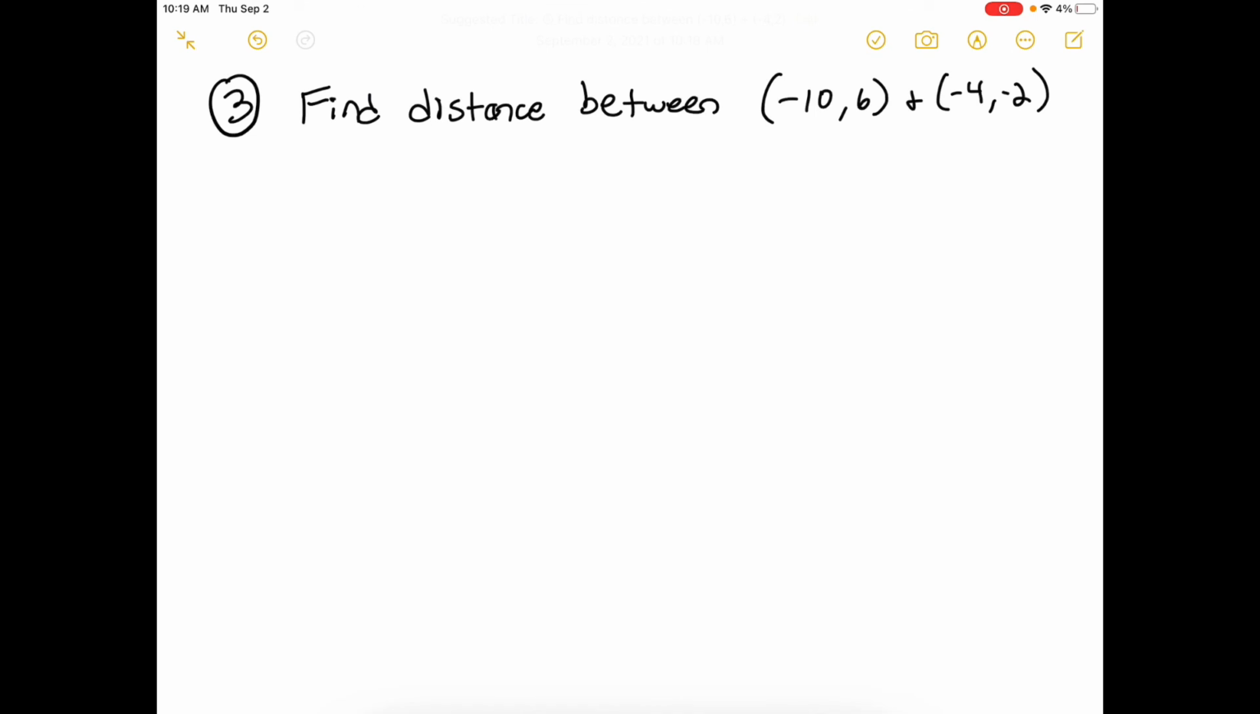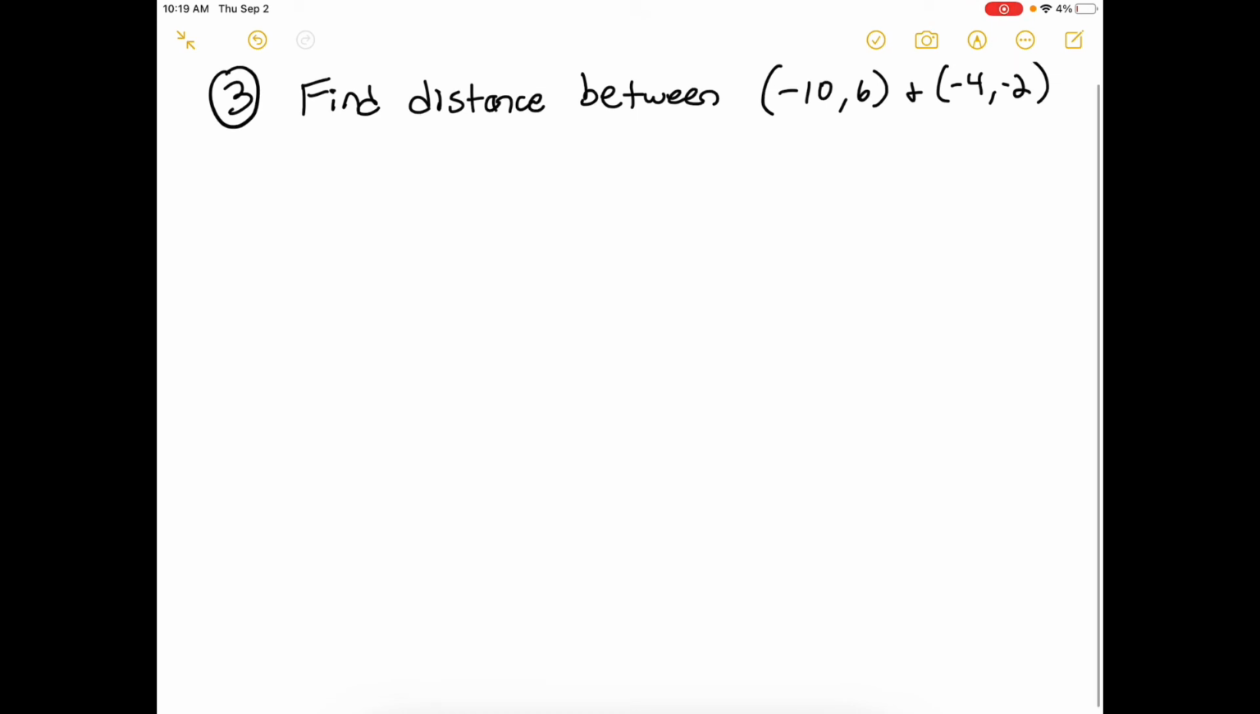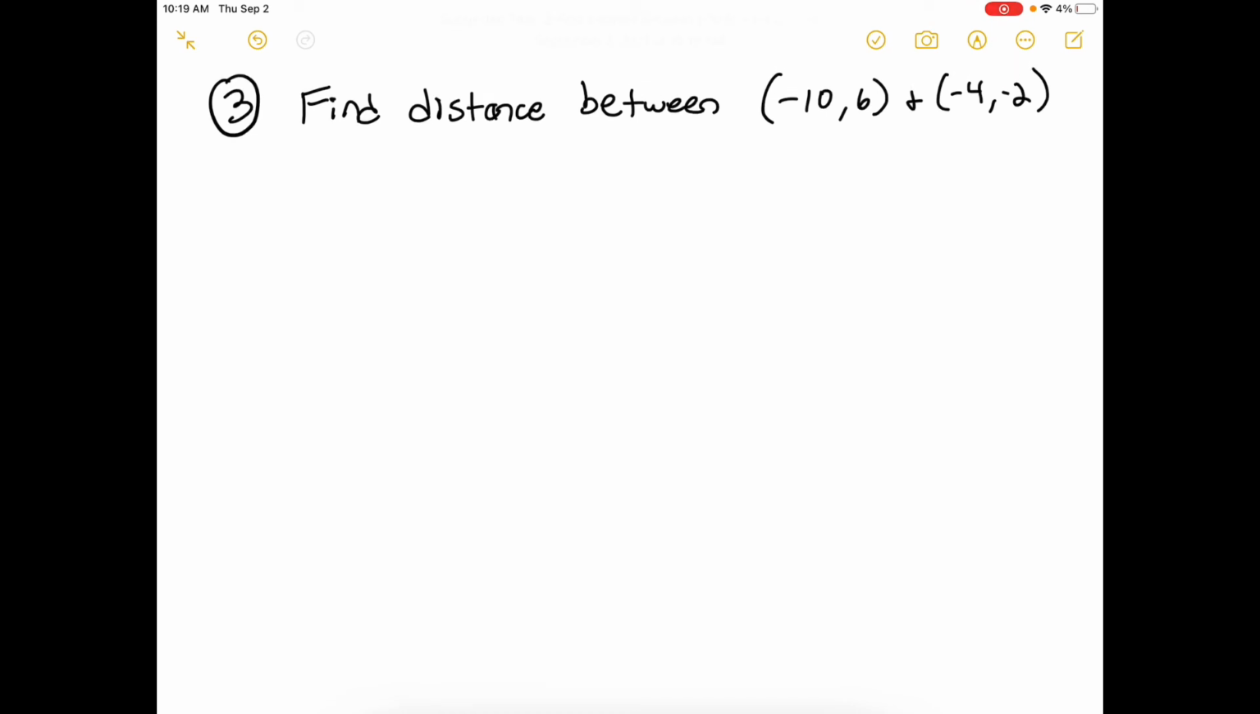Okay, number 3. Find the distance between -10, 6 and -4, -2. If you don't have graph paper, that's okay. You can just make a sketch of the graph. Doesn't have to be perfect. We know -10, 6. We're going to go left 10 and up 6. So let's just say it's right here. I went left 10, up 6. And then -4, -2 would go left 4, so not as far, and down 2. So say like right there.